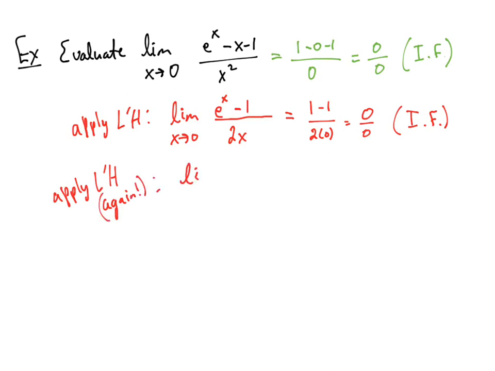To see if we can reduce this down to something where we have a limit that is not an indeterminate form. So the derivative of e to the x minus 1 is just e to the x, divided by the derivative of 2x, which is 2. Now e to the 0 power is 1, and then the denominator just stays at 2. So what we end up with here is 1/2 as our limit.